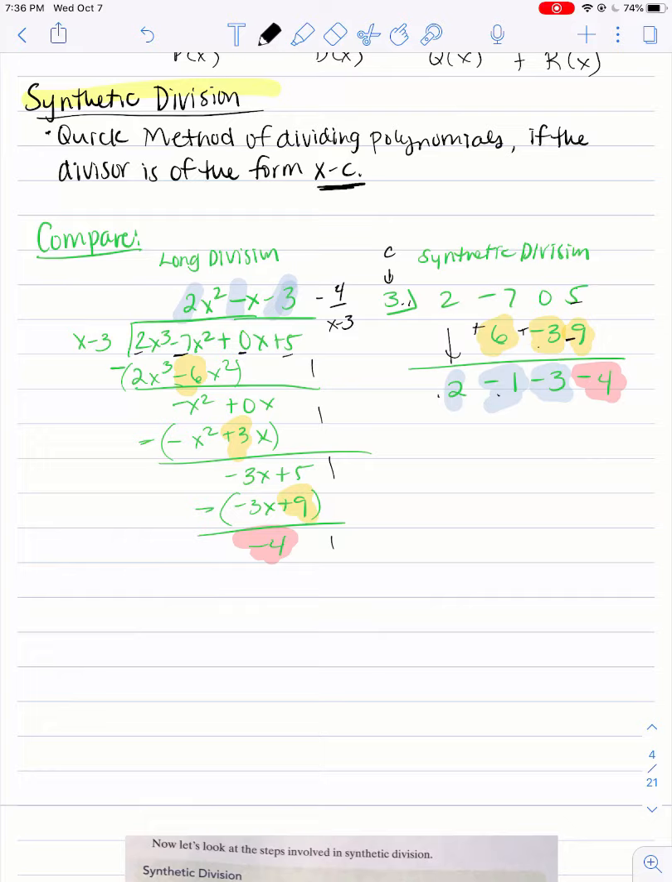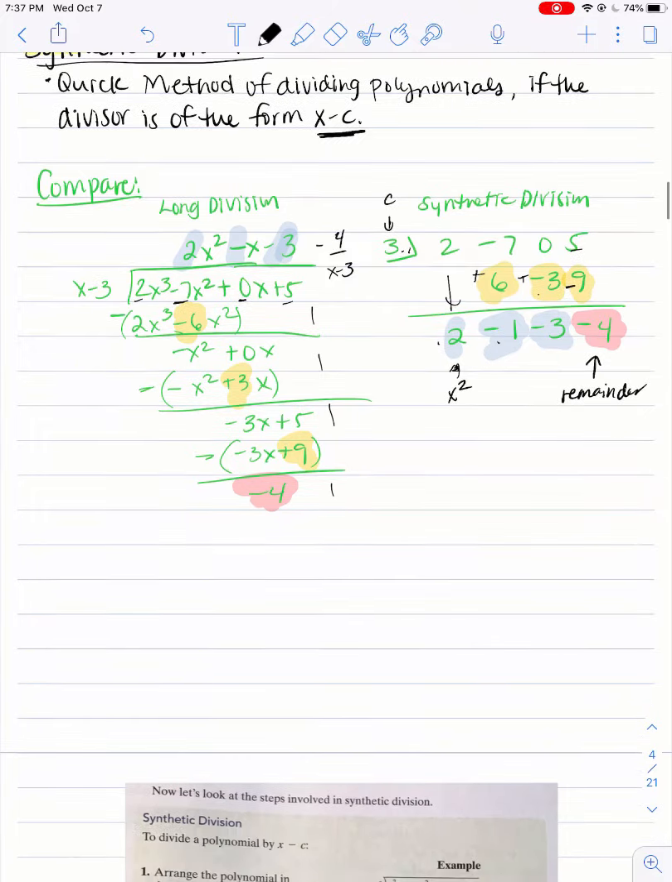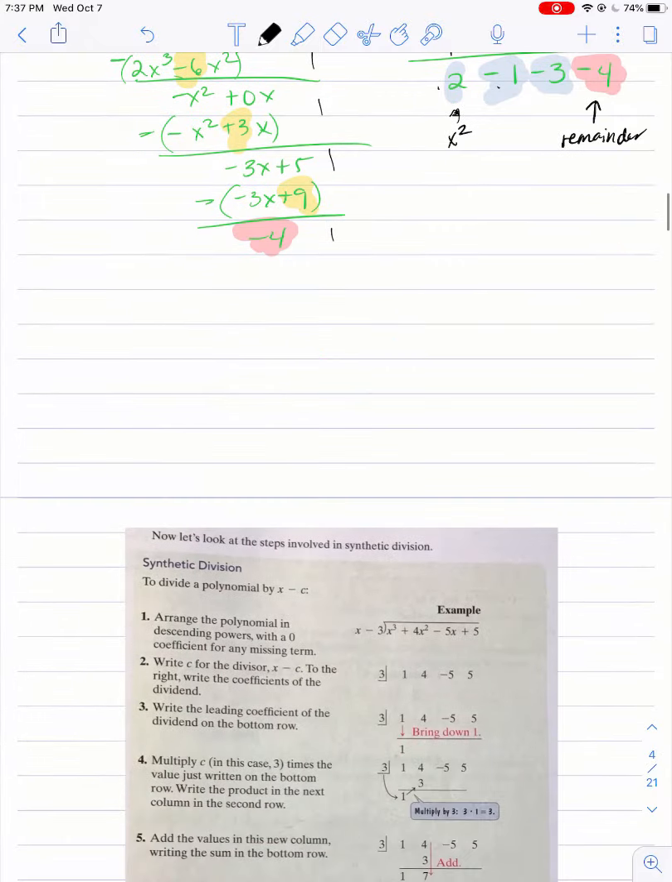And so you add those, and whatever term you start with, the quotient is going to start with a degree less than the dividend term. So we started with 2x cubed. So our quotient is going to start with x squared. And this is our remainder, the last term. Alright, so that was just me quickly talking over that.